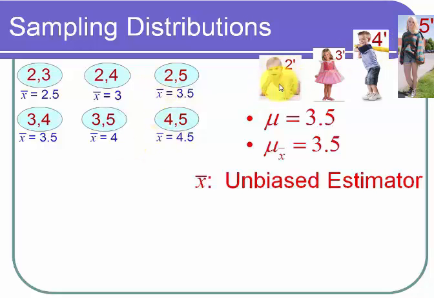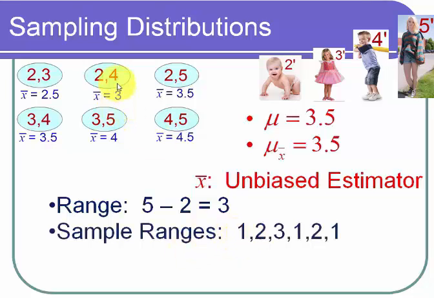Well, the population range is really easy to figure out. That's just the high number minus the low number. 5 minus 2 is 3. So the population range is 3. So the question is, is the average of all the ranges of these 6 samples also equal to 3? Let's look at the ranges of the 6 samples. The first is 3 minus 2, which is 1.